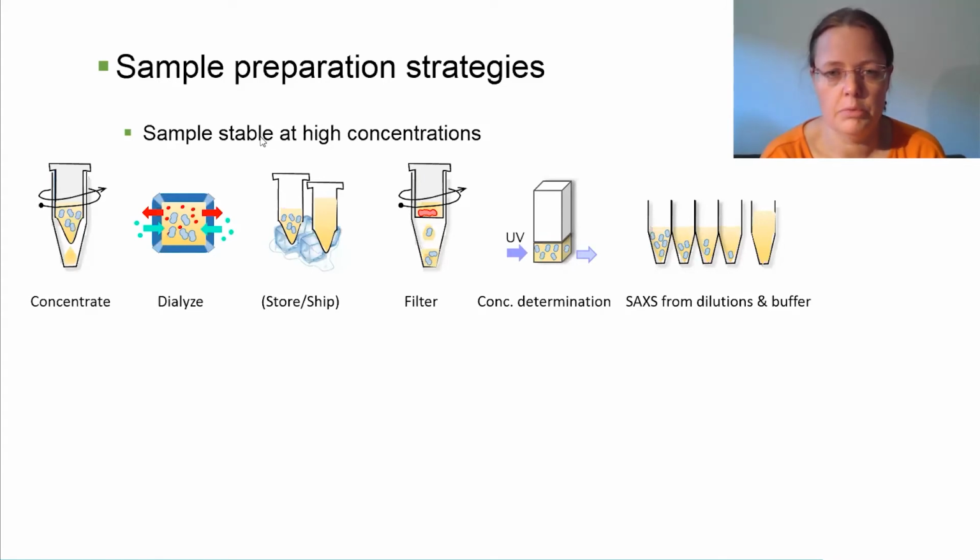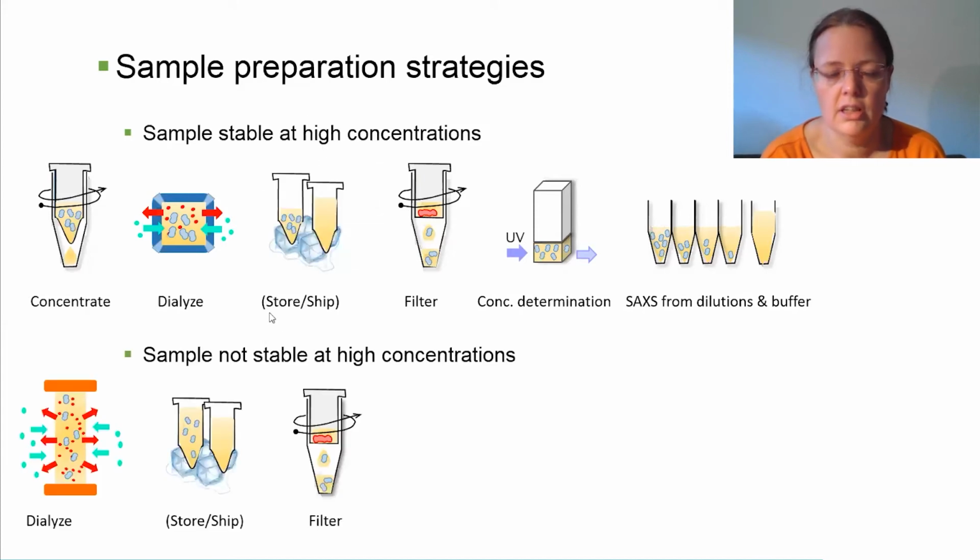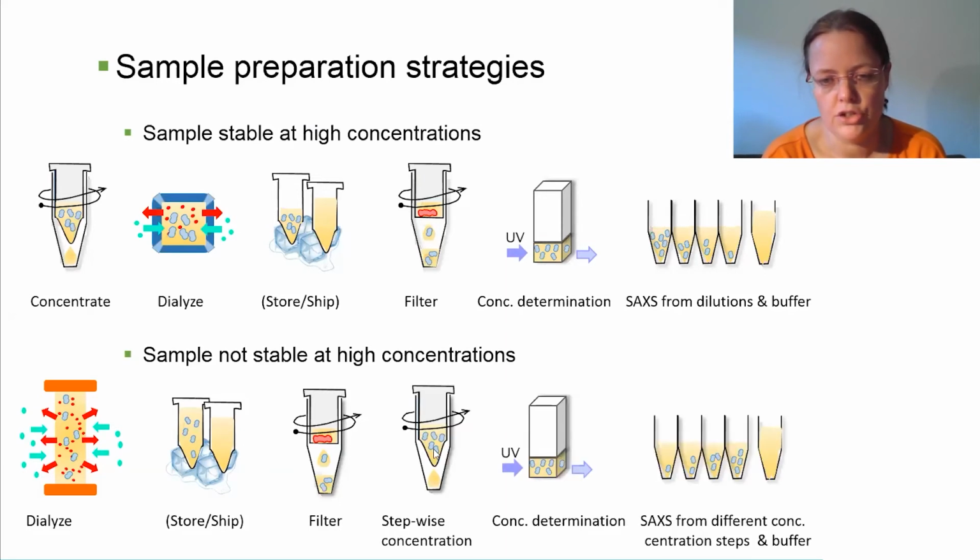If you know your sample doesn't really like to be stored at high concentrations, then the way about would be to take the dilute sample, perform the dialysis, again keep the dialysis buffer, the surrounding buffer, and your sample at the low concentration, filter, store it, ship it. When it comes to the beamline, we then filter the dilute sample and then stepwise concentrate it.